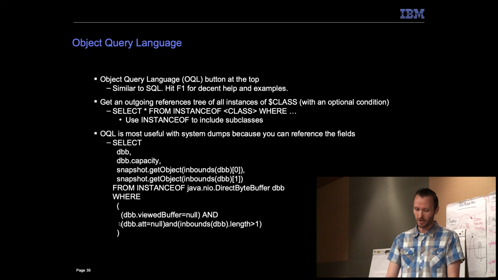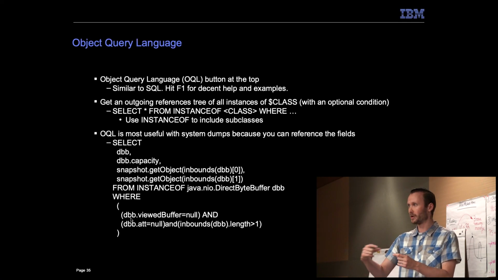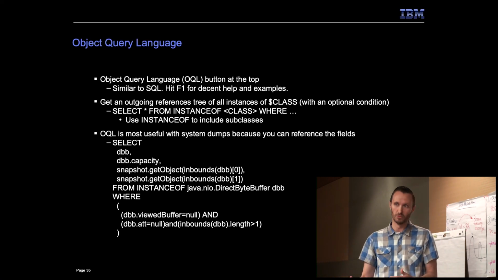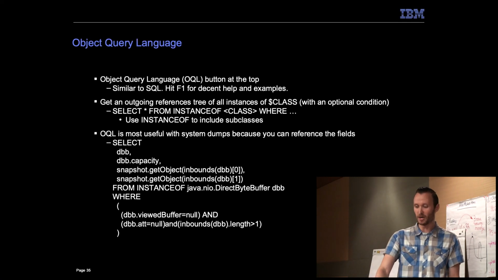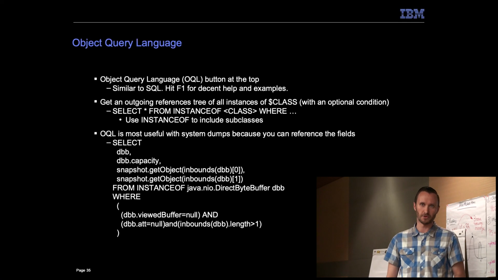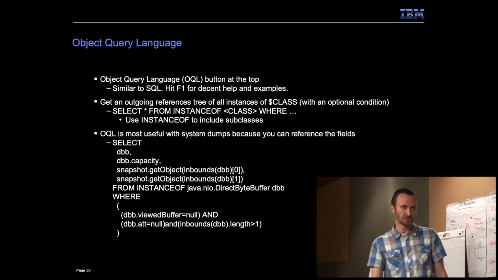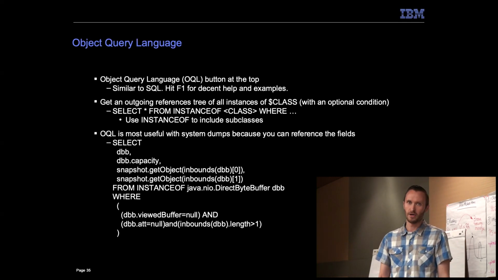In this case, let's say we only want to look at direct byte buffers which are not a view on another direct byte buffer, and they have more than one inbound reference, which would mean that they're not waiting to be finalized and removed. So in summary, what this query does is tell you how many live direct byte buffers there are, rather than direct byte buffers waiting to be finalized through the phantom references. But this is just to show the power of OQL.